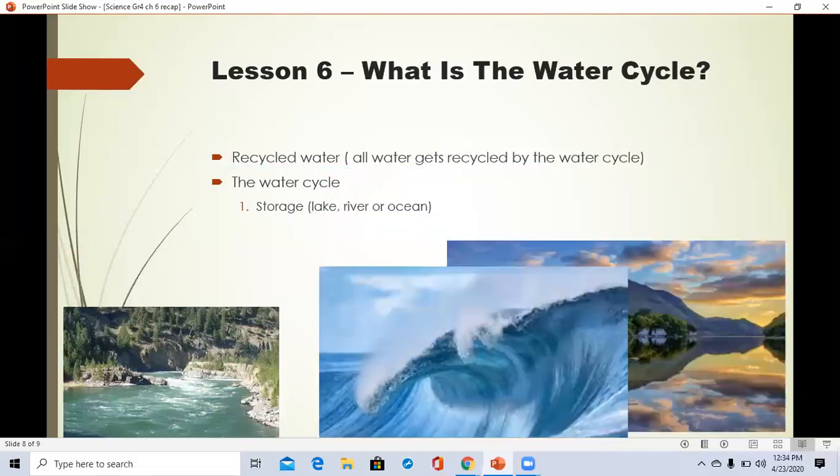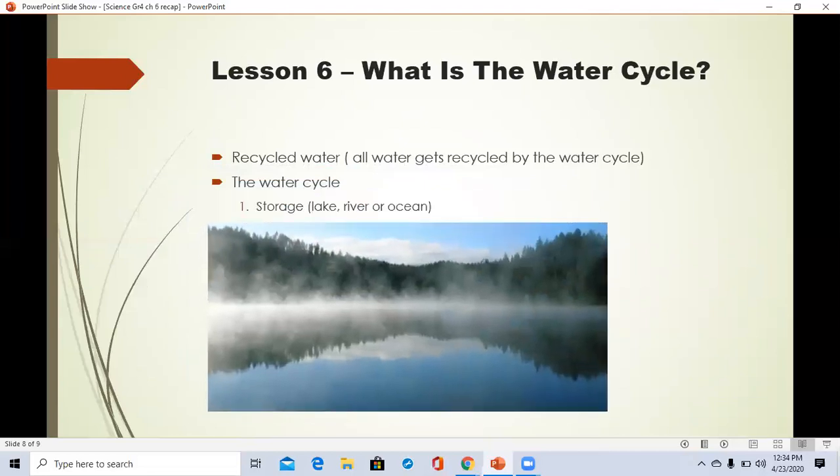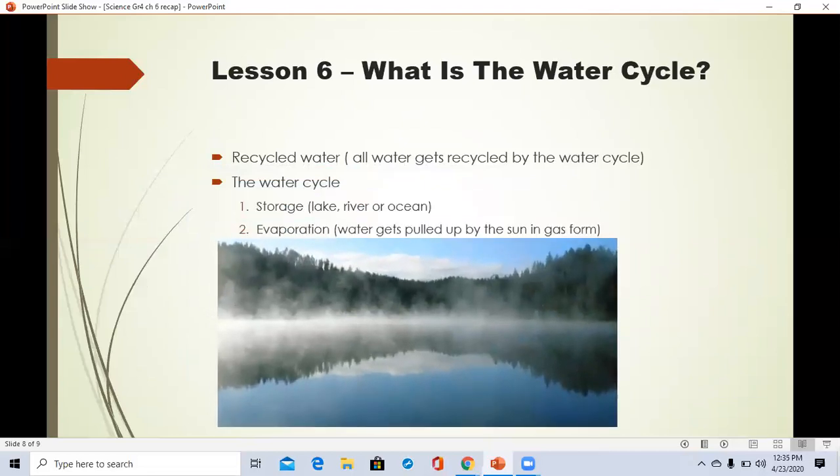Not underground water, because underground water cannot be heated and does not evaporate due to the sun's heat. That evaporation is where water gets pulled up by the sun in a gas form. So when we look at this picture, we can see the steam rising from the earth or from the water.